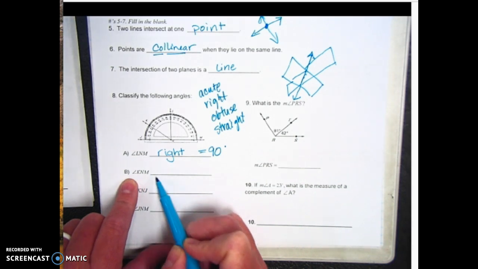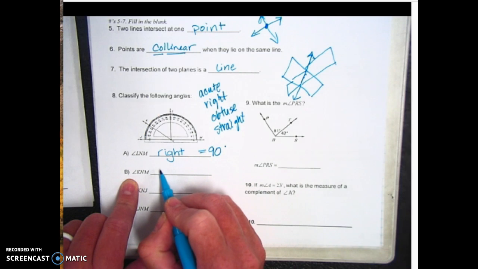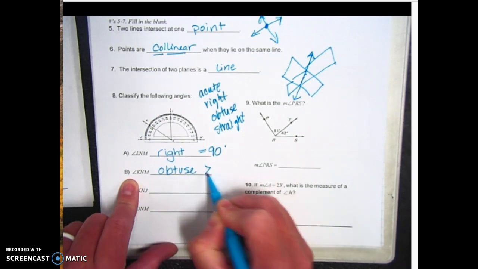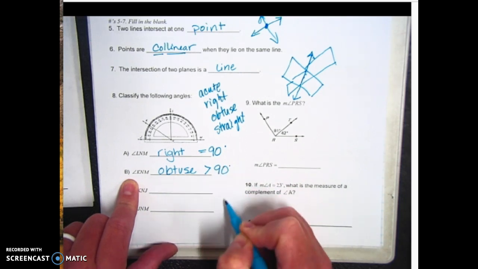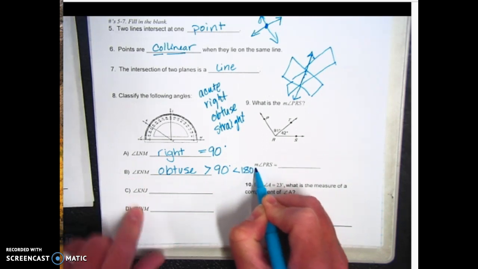Then you have angle KNM, so here's K, here's N, here's M. That's bigger than 90, so we're going to call that obtuse. Obtuse is when your angle is greater than 90 degrees and less than 180 degrees.